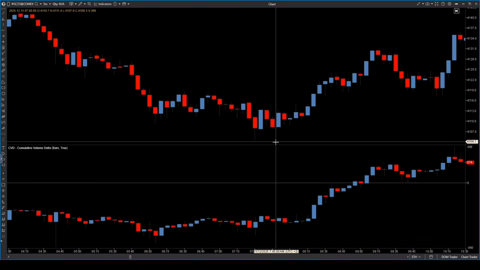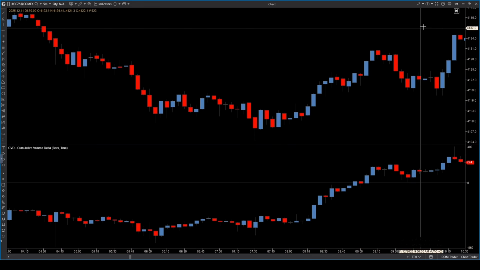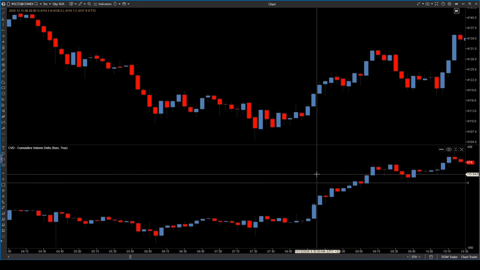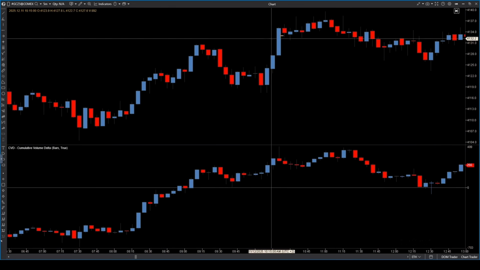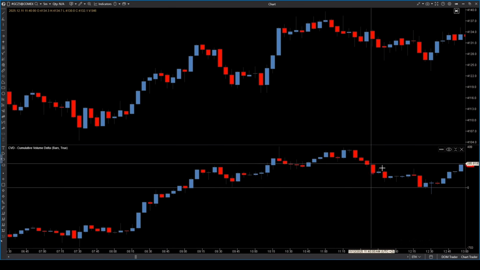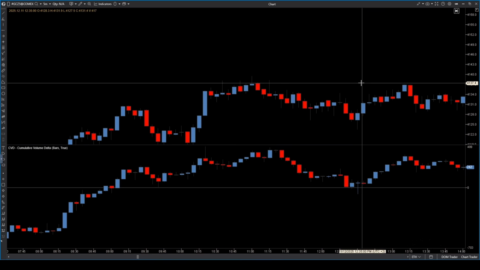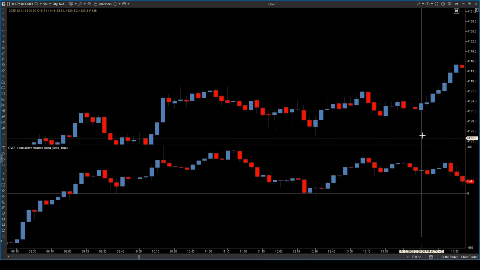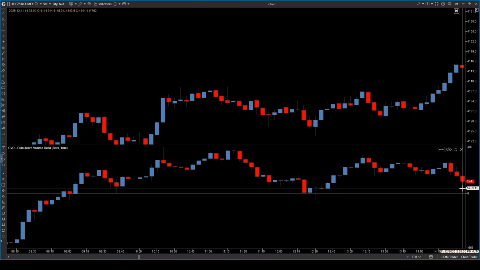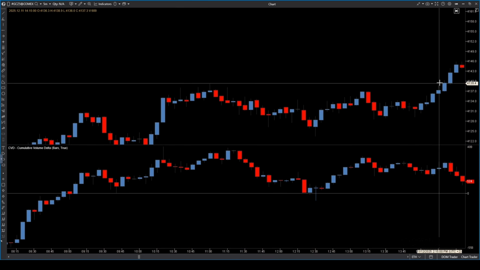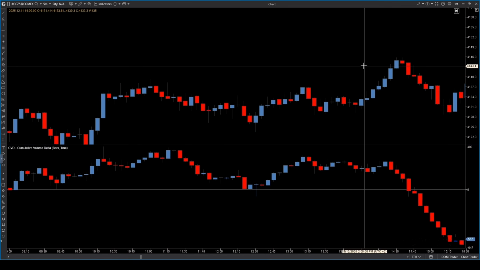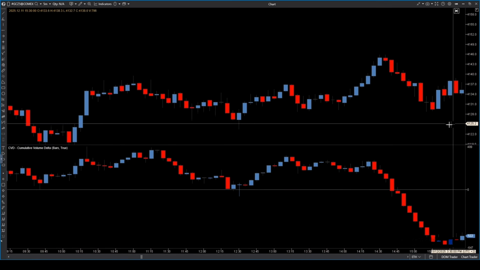How does the indicator work? CVD sums up the difference between buy and sell volumes for each candle and accumulates it over time. When buyers dominate, the CVD line moves upward. When sellers are more active, the line goes down. The CVD chart shows the market sentiment within the price movement. Sometimes the price goes up while the CVD goes down. This is a signal of hidden buyer weakness and a possible reversal.